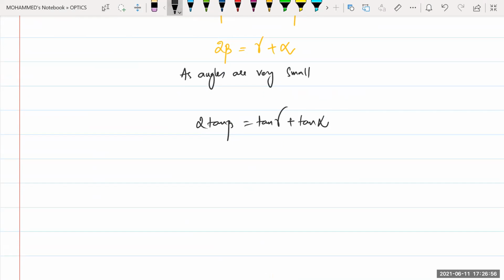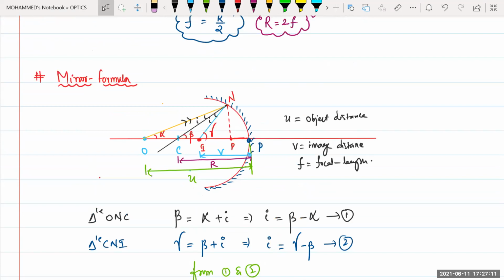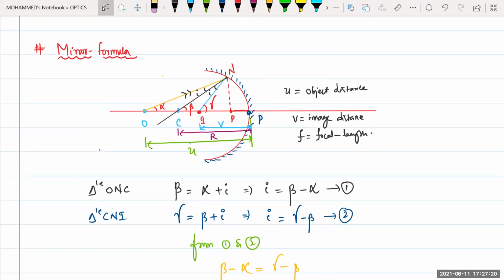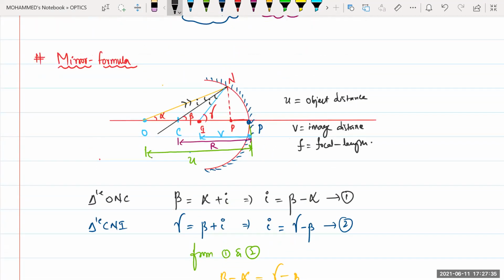So I can write this as 2 into NP divided by capital R, that is equal to minus tan gamma. From the given figure, tan gamma is NP divided by V. So tan gamma will be equal to NP divided by V. In the same way, tan alpha is equal to NP, again NP divided by U.